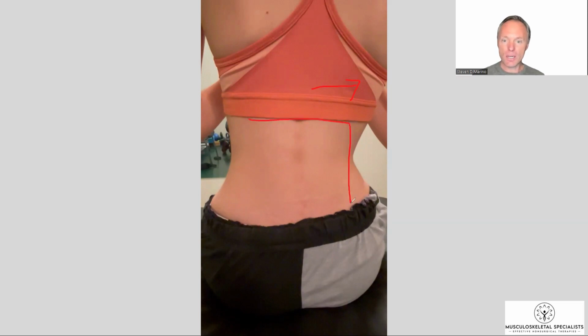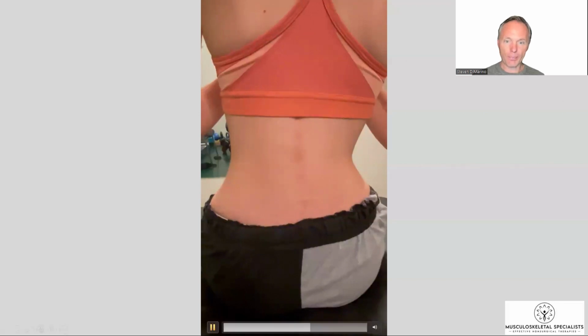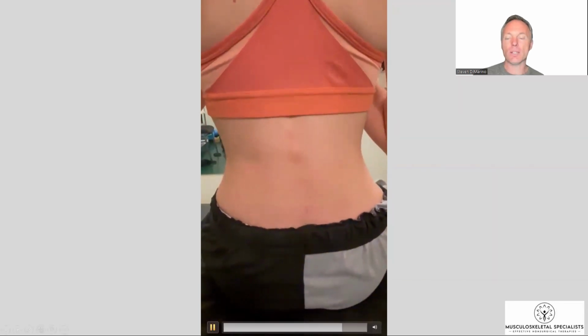So this here should never move. You should not even know she's moving. It should be soft and still. That's how this works in an actual stable person. And that's her lifting the right leg.